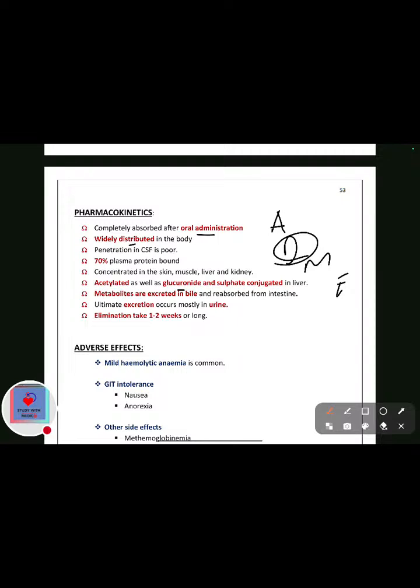It is acetylated as well as glucuronide and sulfate conjugated in the liver. Metabolites are excreted in bile and reabsorbed from the intestine. Metabolism is by acetylation, glucuronidation, and sulfate conjugation. Ultimate excretion is through urine. Elimination takes 1 to 2 weeks or longer.